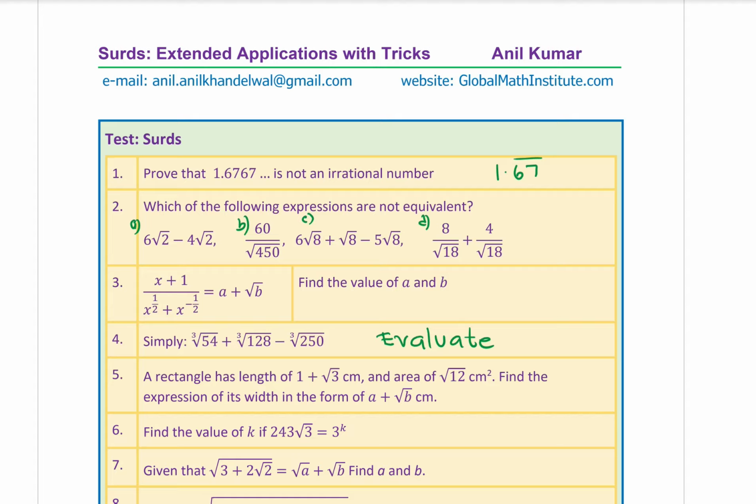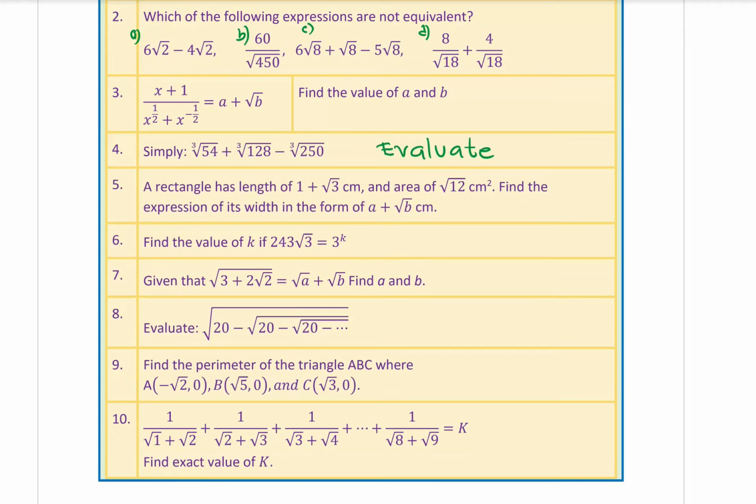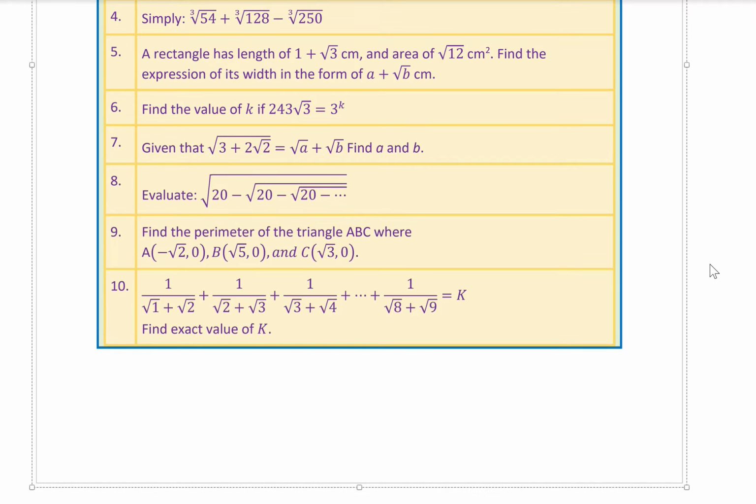Question number 6. Find the value of k if 243 square root 3 equals to 3 to the power of k. Question number 7. Given that square root of 3 plus 2 square root of 2 is equal to square root a plus square root b, find a and b. That's a very important question from test point of view. Now let's move on to the next ones.